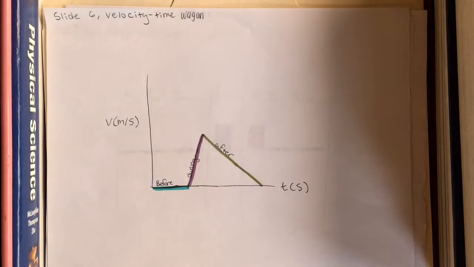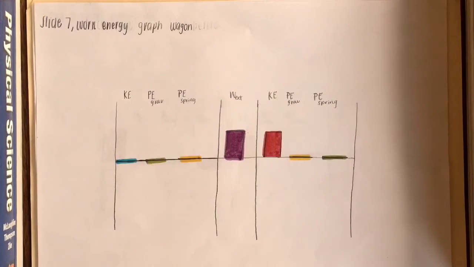Slide 6. Creating the velocity time graph for the wagon before the collision, the wagon was at 0 because it was stopped at a stoplight. During the collision, the wagon's speed accelerates due to the impact of the SUV, and after the collision, the wagon slows down until stopped.